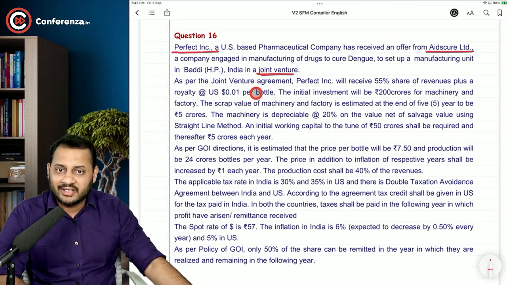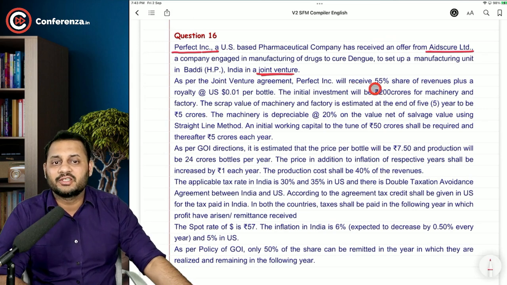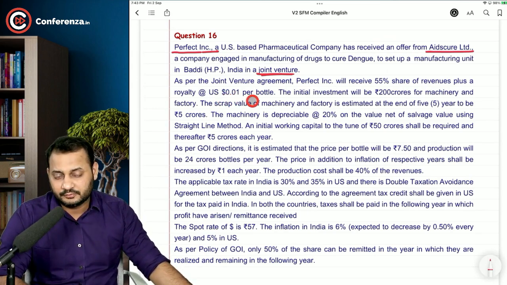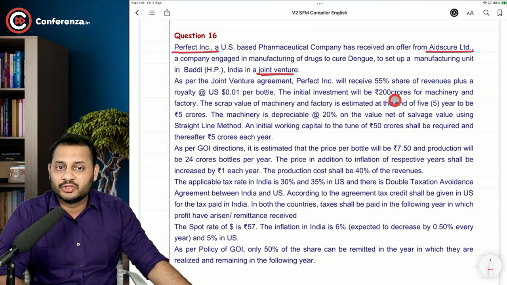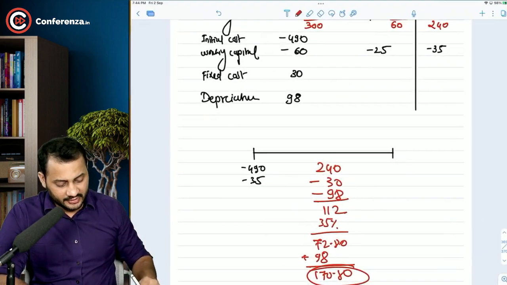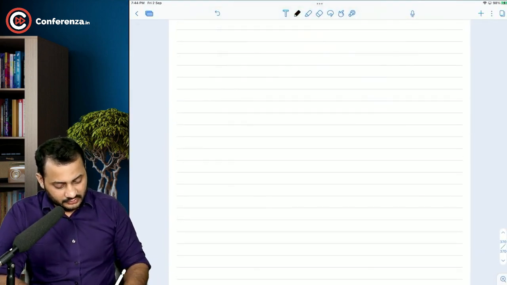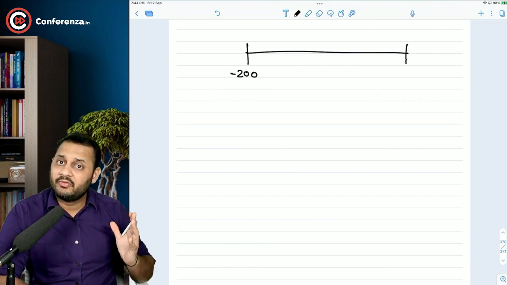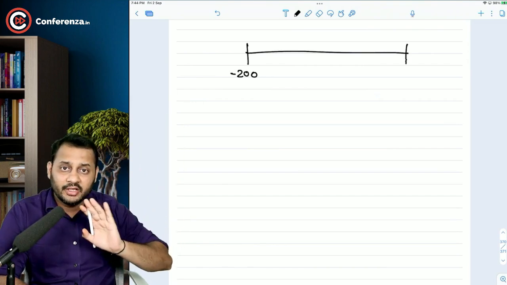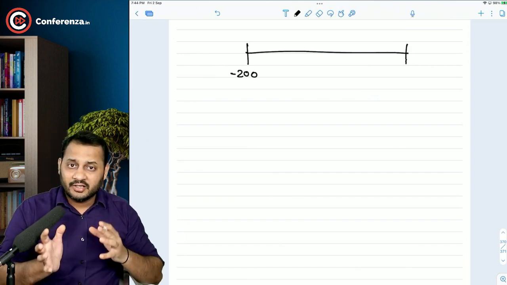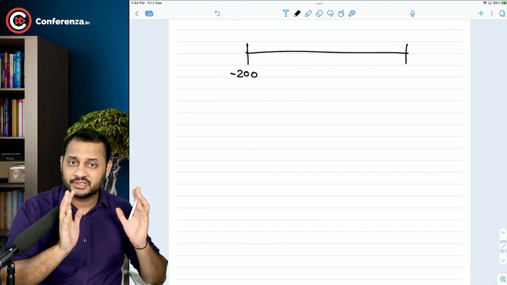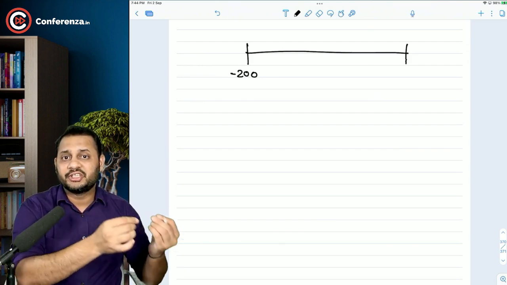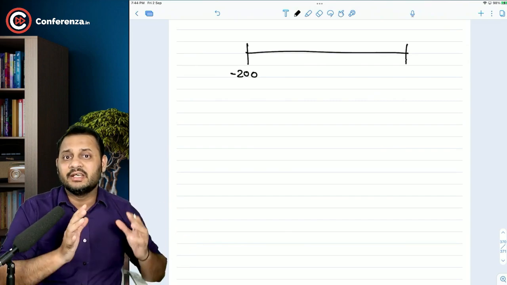As per the joint venture agreement, Perfect Incorporation will receive 55% share of the revenues, plus a royalty of $0.01 per bottle. The initial investment will be 200 crores for machinery and factory. Let's start writing because otherwise we will miss out. So the initial investment is done by only Perfect Incorporation. Edscure Limited is not contributing anything into the initial investment. So if the entire investment is done by Perfect Incorporation, the depreciation will only be charged by Perfect Incorporation. Edscure Limited cannot take depreciation as their expense because they have not contributed anything in the initial investment.